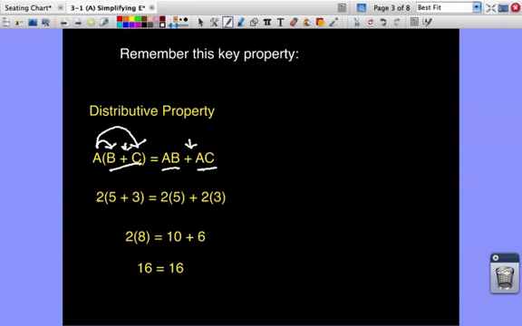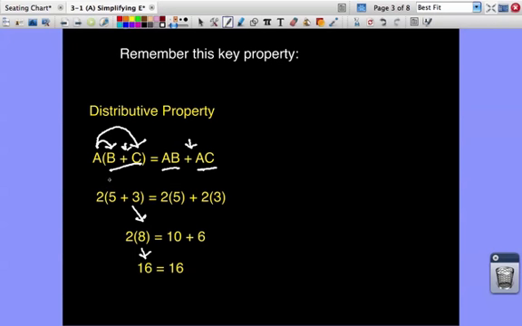So for example, let's look at this. I have 2 times 5 plus 3. I could still solve it like the order of operations tells me to do. I could still just do my parentheses first and then multiply. 5 plus 3 is 8. So then I still have my 2 times my parentheses, so I have 2 times 8, which is 16. That's one way to do it.